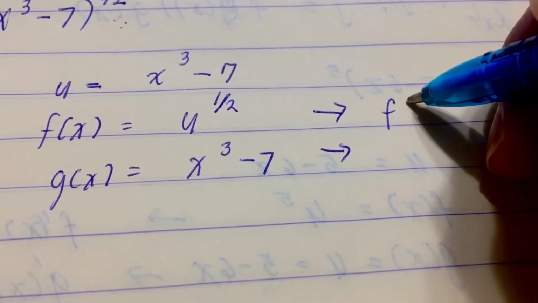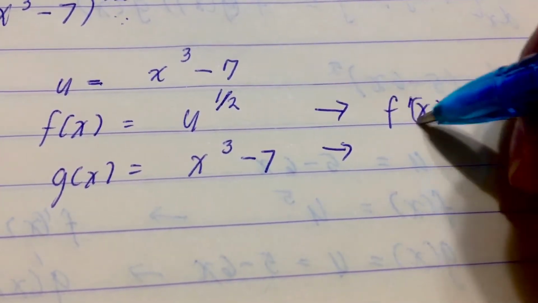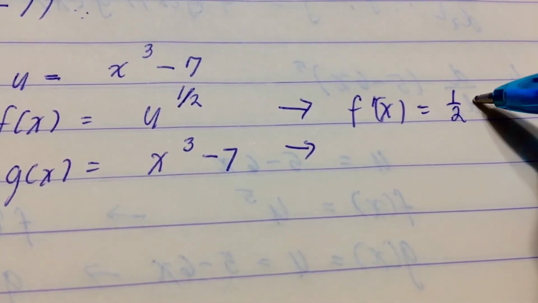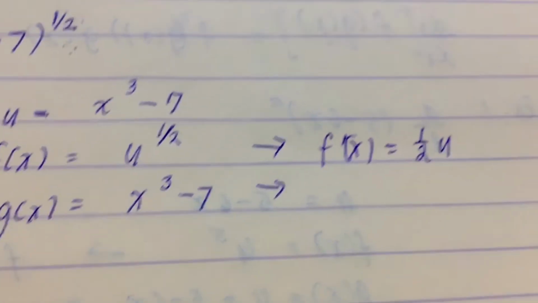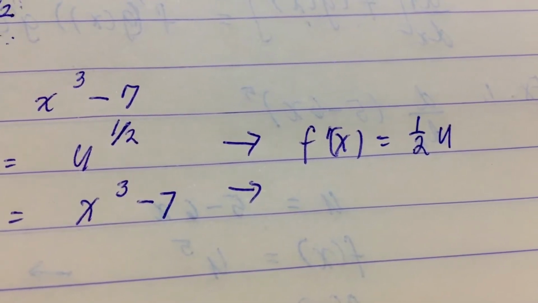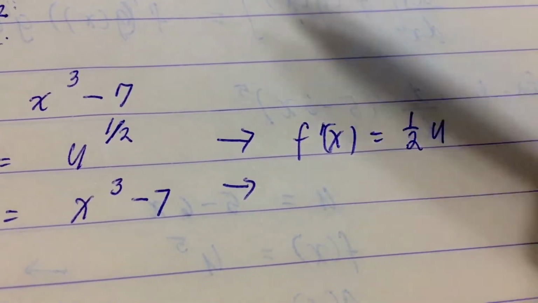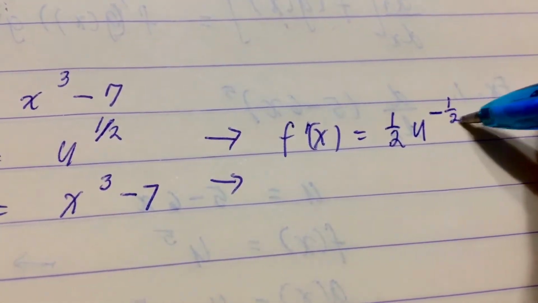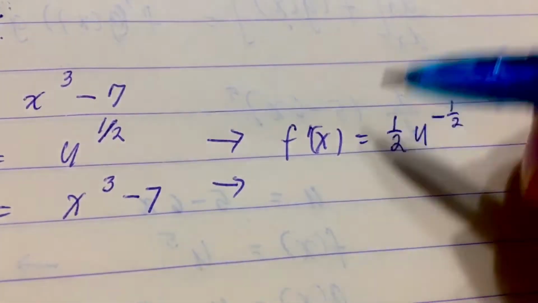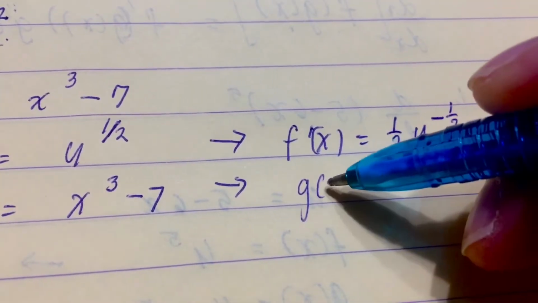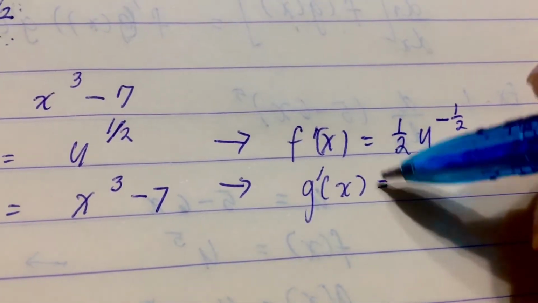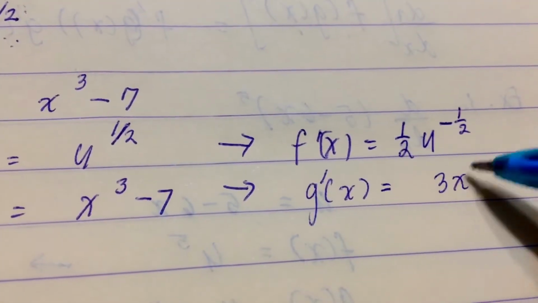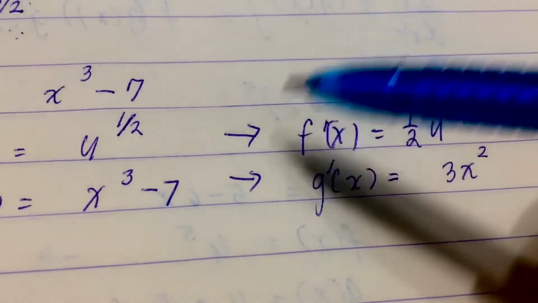So the derivative of f of x is, by the power rule, 1/2 of u raised to, we're going to subtract 1, 1/2 minus 1, that is negative 1/2. And then the derivative of g of x is the power rule again. So that's 3x squared only. The 7 is a constant.